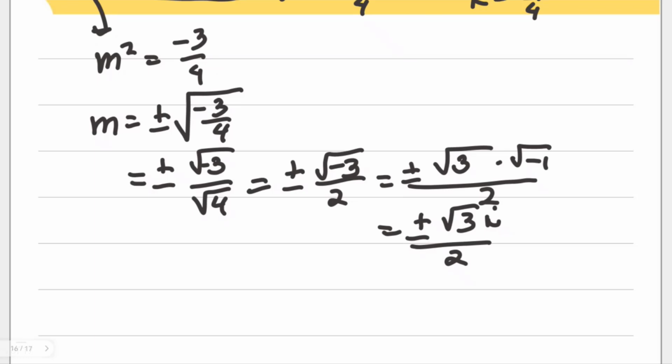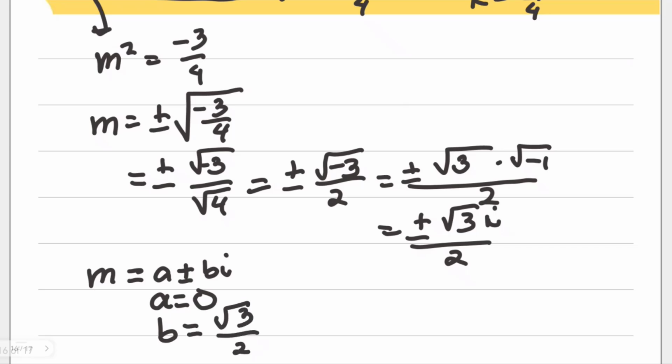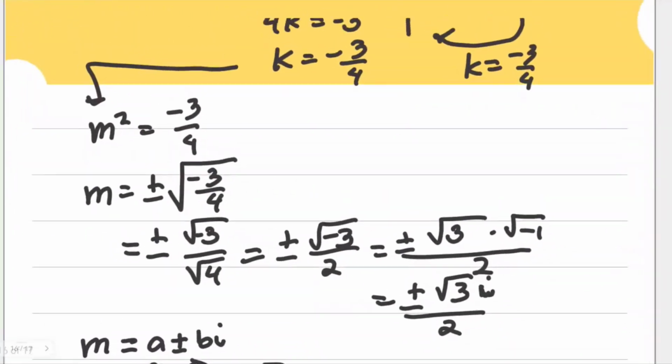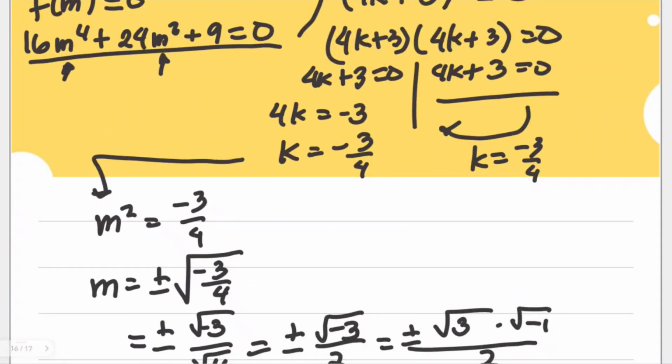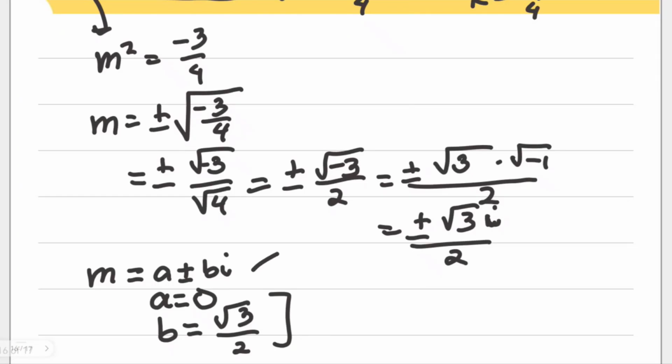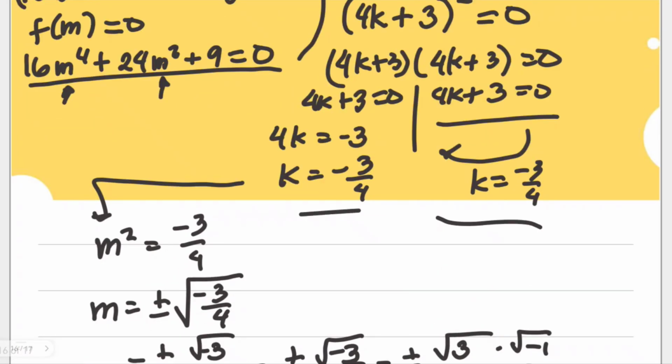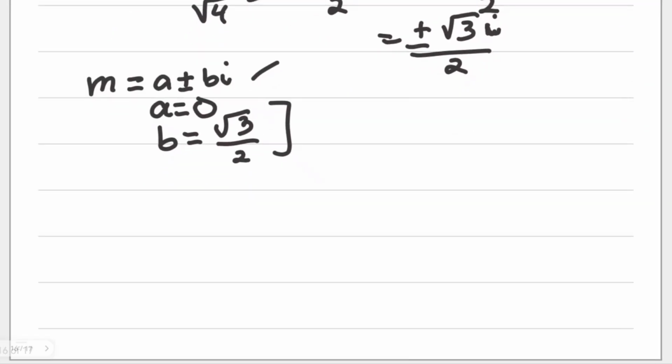In short, if our roots are in the form a plus minus bi, our a here is just 0, and our b is square root of 3 halves, because that's what is paired with i. We know that this has a multiplicity of 2. So we have now verified the presence of imaginary roots. Earlier, we verified repetition. Hence, we'll be using the solution intended for this type of situation.